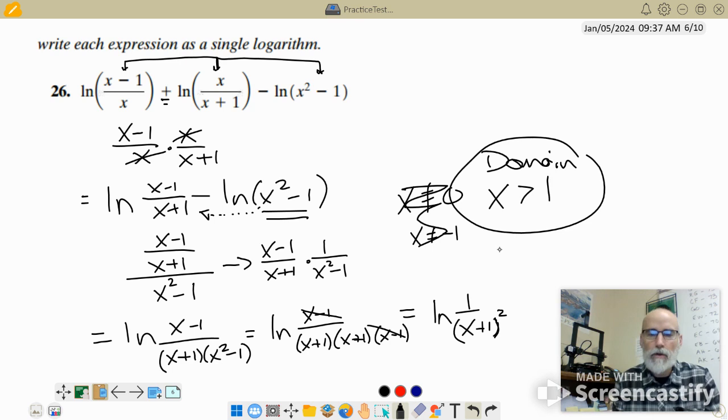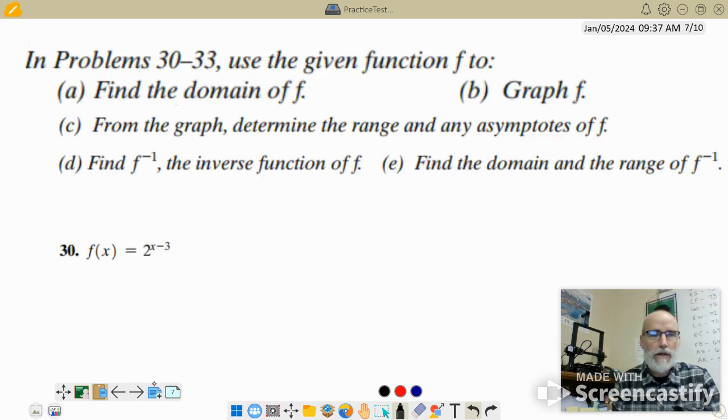So just be careful on these kind of problems. Try to understand exactly what's going on. Number 30, okay, we're going to do 5 parts of number 30. And it says, find the domain of the f function.